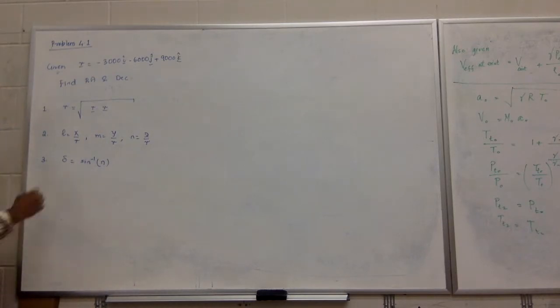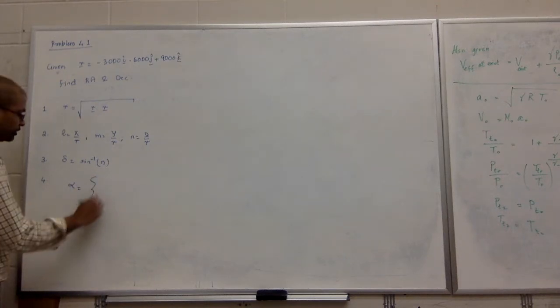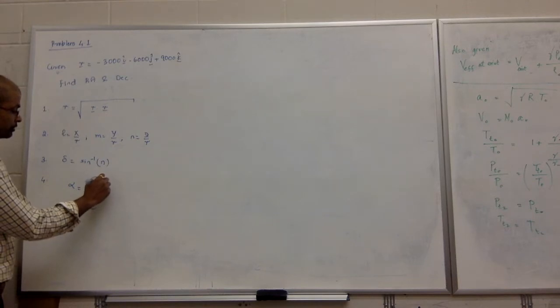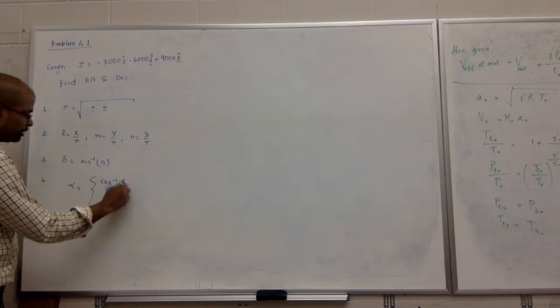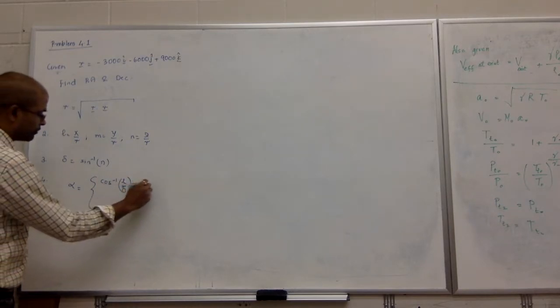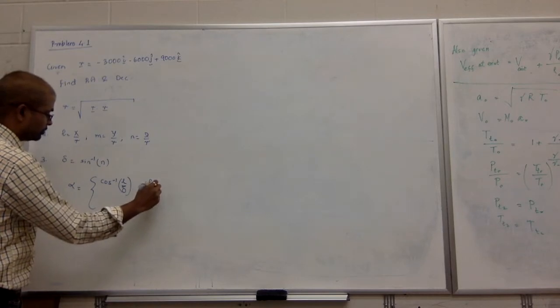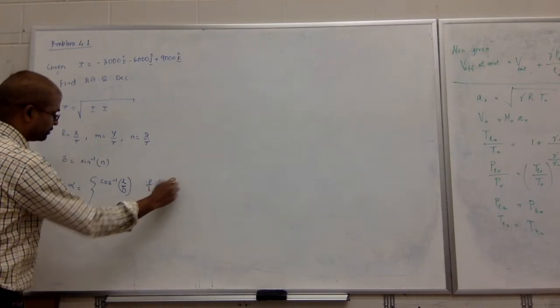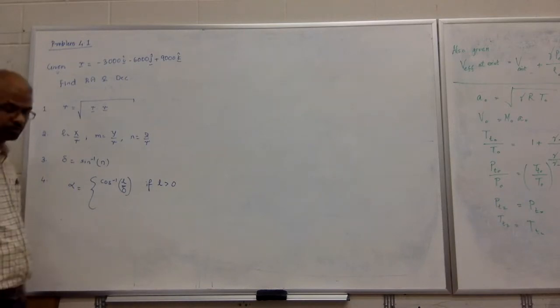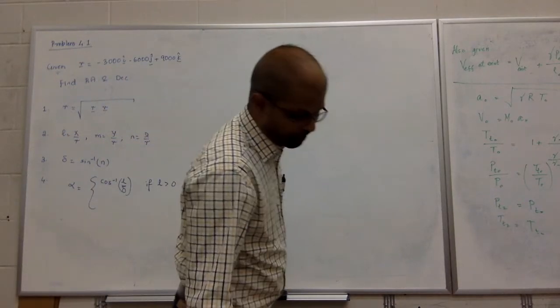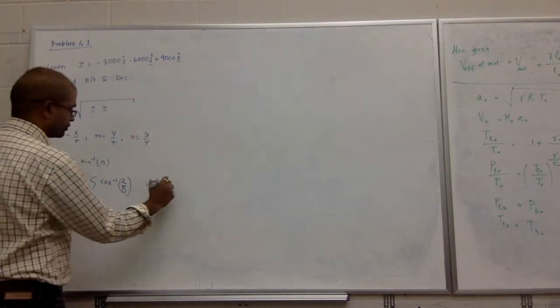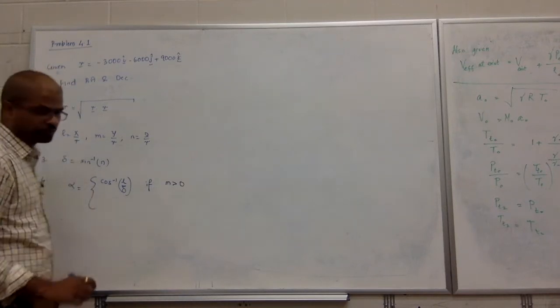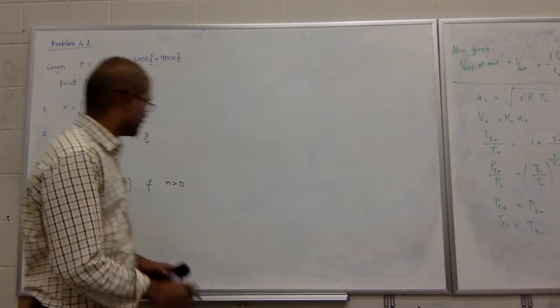And the fourth one is alpha, right? So for alpha, you're going to use one of these formulas. What are you going to use? Cosine inverse of L over cosine delta, if M is greater than 0. I thought it was cosine delta. Cosine delta, yes.